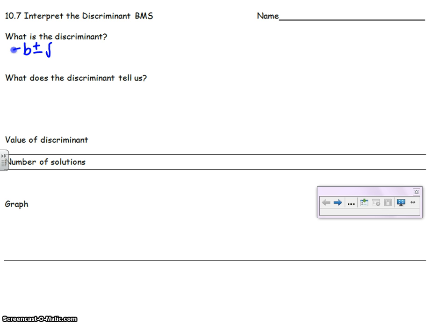Negative b plus or minus the square root of b squared minus 4ac all over 2a. And the discriminant is just that part underneath the square root, just this b squared minus 4ac. So that right there is what is going to be the discriminant.